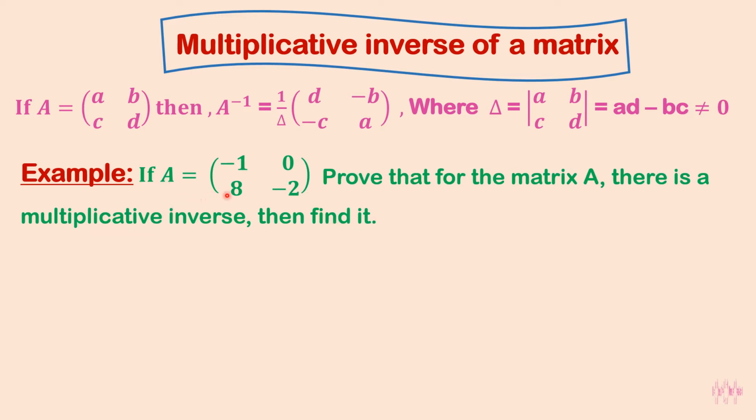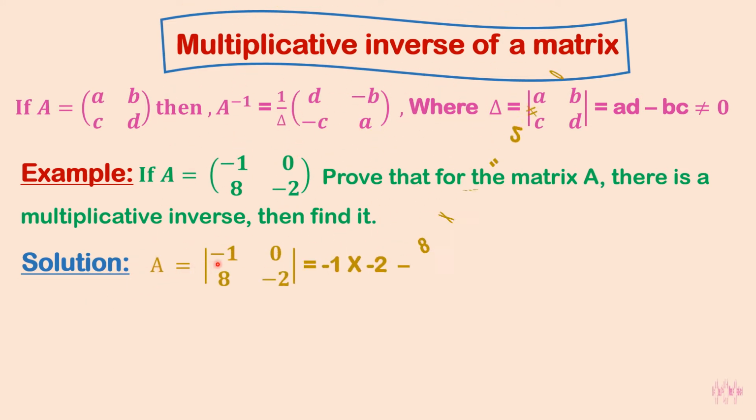The solution: A equals [negative 1, 0; 8, negative 2]. So first we convert the matrix into determinant to be able to find its value. Then negative 1 times negative 2, minus 8 times 0. The answer is 2, which is not equal to 0.